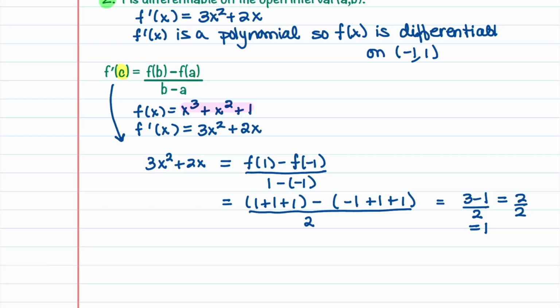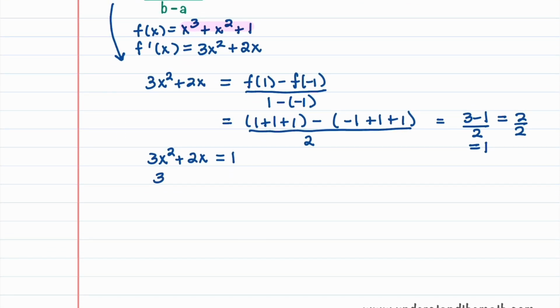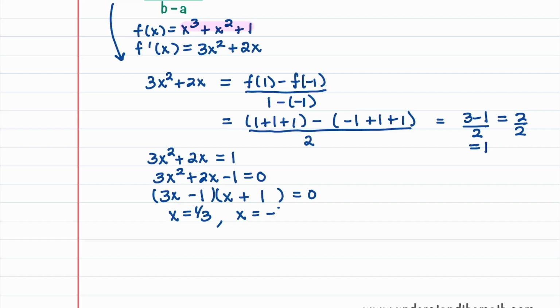We now need to solve the equation 3x squared plus 2x is equal to 1. Let's pull the 1 to the left, so we have 3x squared plus 2x minus 1 is 0. We can factor this. Let's see, we're going to put a 3x here and an x here. So this needs to be a plus 1, and that can be a negative 1. That works. So we end up with x is 1/3, and x is equal to negative 1.